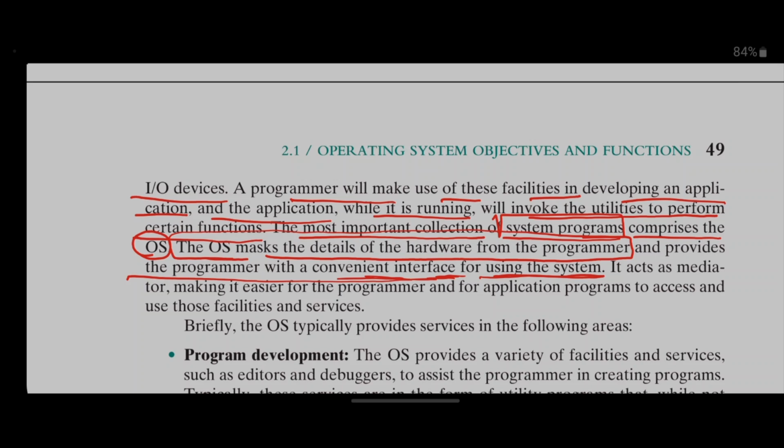That's why we need the operating system to work, because the computer is made up of hardware. It acts as a mediator, making it easier for the programmer and for application programs to access and use those facilities and services.